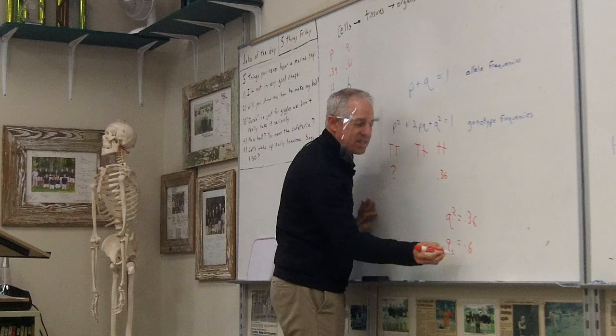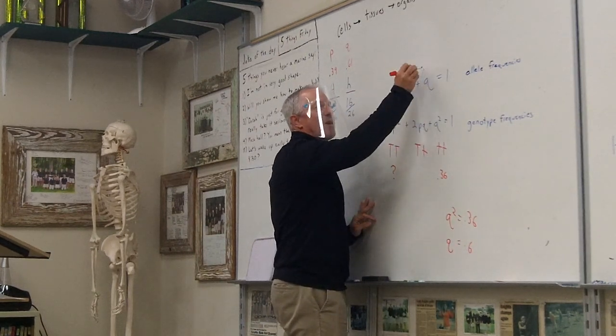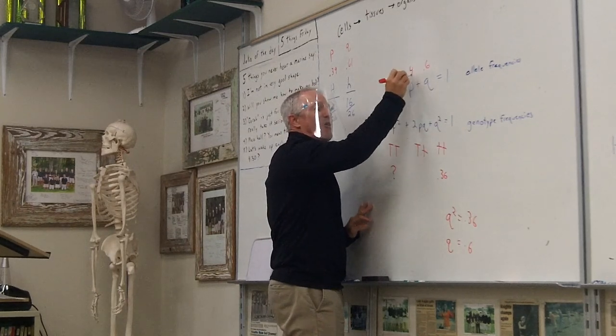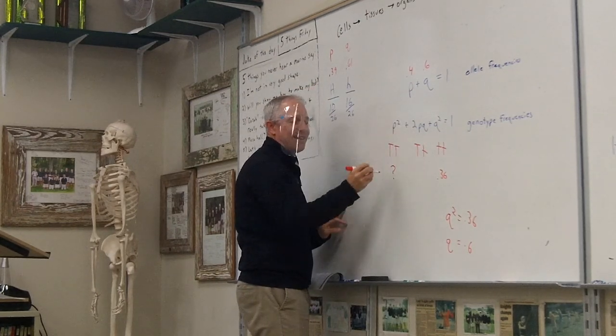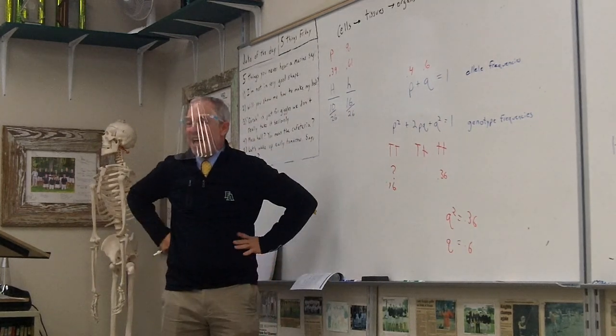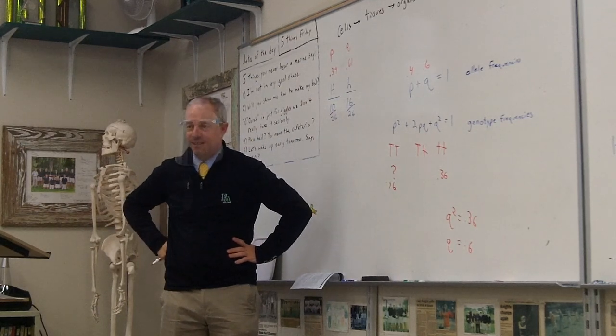0.6. Q must be 0.6, because 0.6 times 0.6 is 0.36. And if Q is 0.6, then P is what? 0.4. Then P squared is what? 0.16. Fantastic.